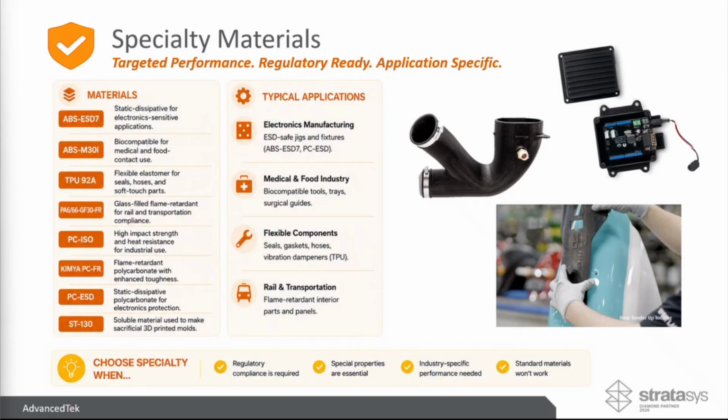Next, you get your ST130. It's a soluble material used to make sacrificial 3D printed molds. So essentially, it's a support material used as a model material. It's good for composite material layup applications. Essentially, you wrap the ST130 in your composite or CF material, and then when it's cured, you tank it, and then you're left with your end composite part.